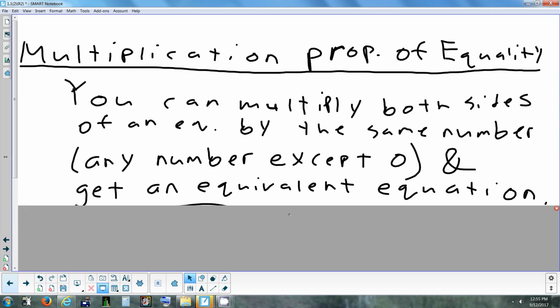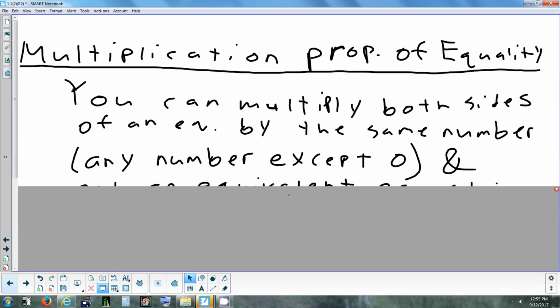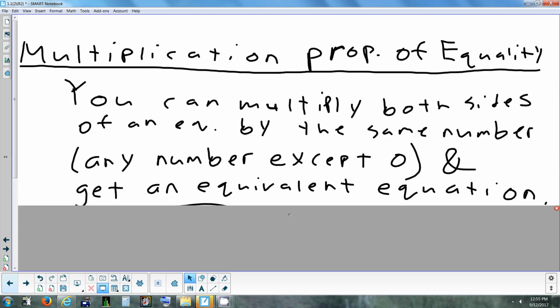Okay? So the idea here, all you're allowed to do is multiply both sides of an equation by the same number. So guys, have we seen something like this before? What's on the board, right? What is it kind of like? The addition and subtraction property of equality. It's the same kind of thing, all right? So it should be kind of familiar to you guys.